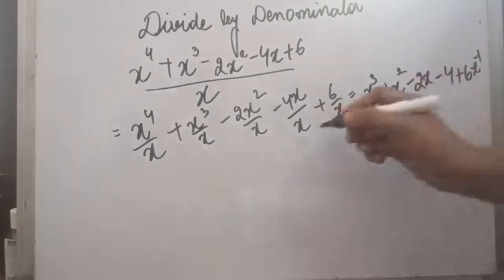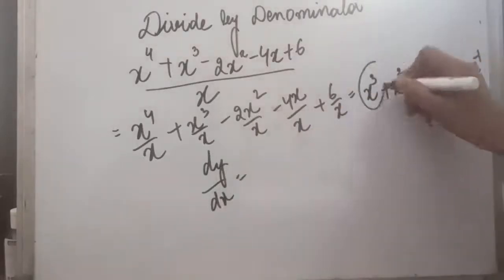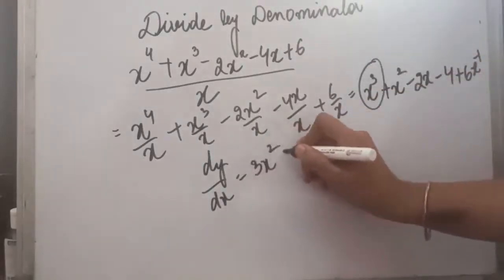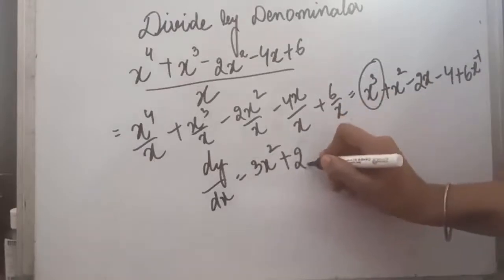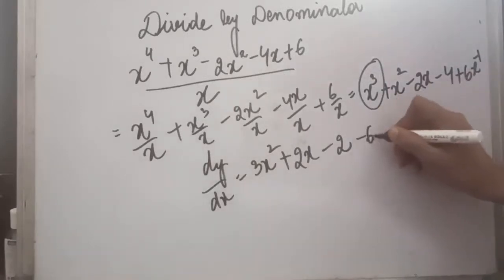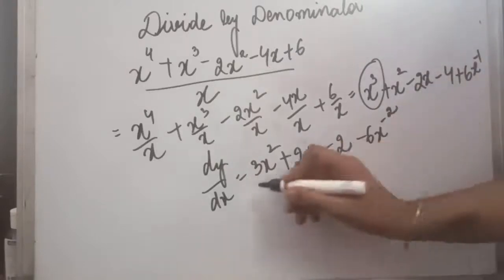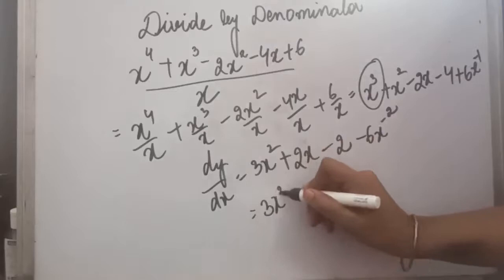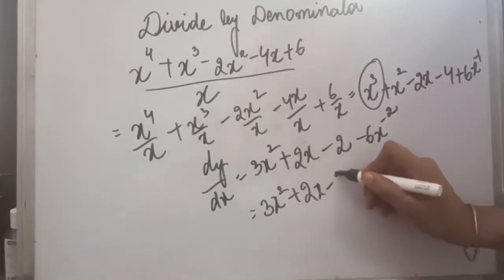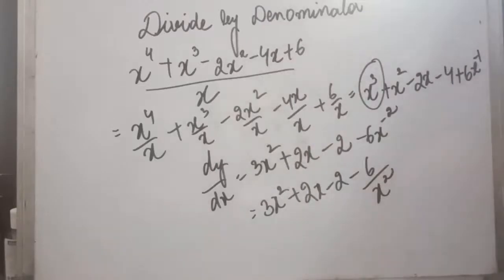Now we can take directly the derivative, dy upon dx. So taking the derivative of x cube, it is 3x square. X square's derivative is 2x, minus 2x derivative is minus 2. 4 is a constant, so there will be 0, and last is minus 6 power minus 2. So if we have to write it, we can write this will be same 3x square plus 2x minus 2 minus 6, and this x square can go below.